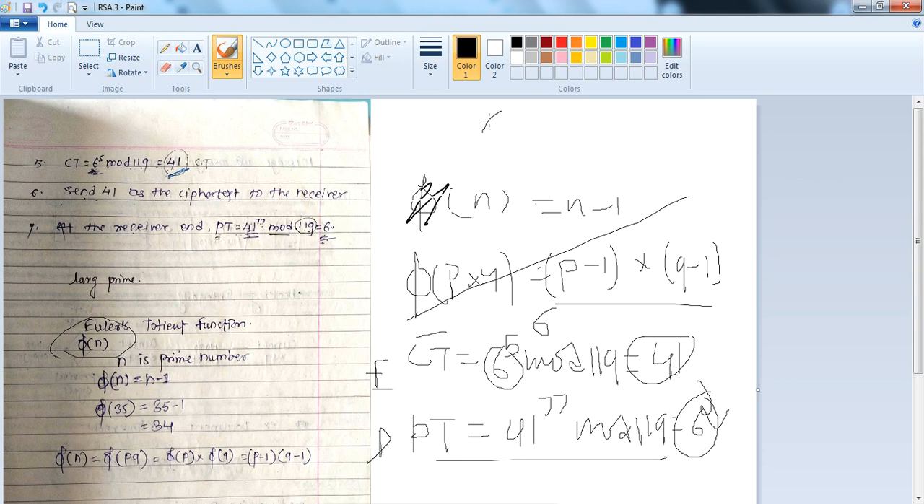Now the 6 is a value, and you can convert your value into ASCII, and you can use that number here for the mathematical calculation. This is simply the RSA algorithm steps.